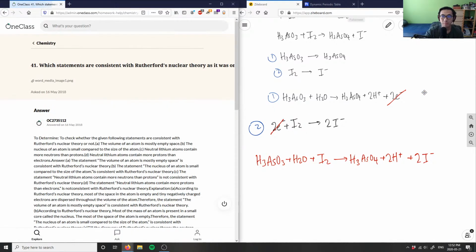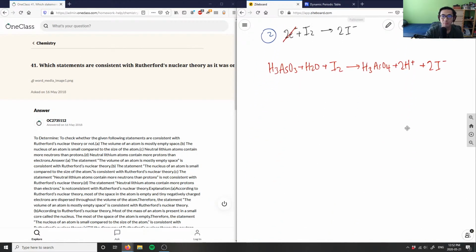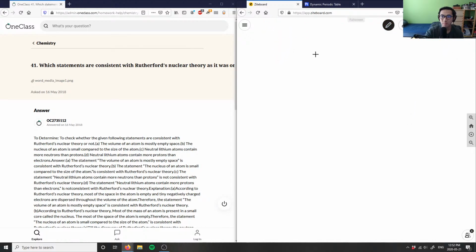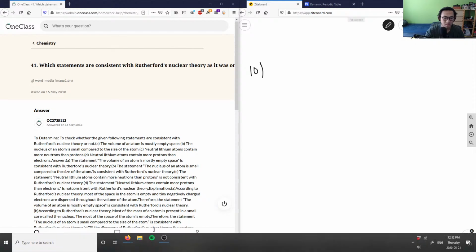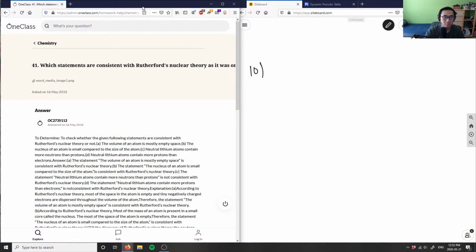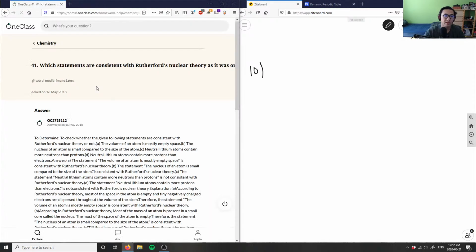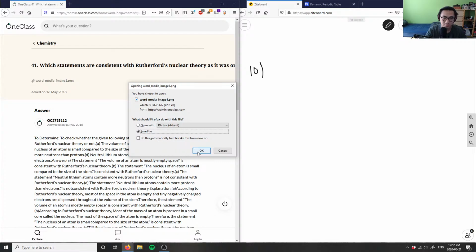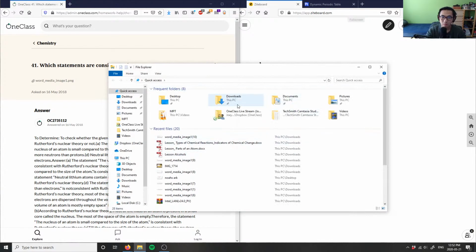And finally, my last problem here is number 10, and I'll end this session with this question. It says, which statements are consistent with Rutherford's nuclear theory as it was on only, I think it's cut off here. Let me see, maybe I'll download this file and see if I can actually read the question here. Second.